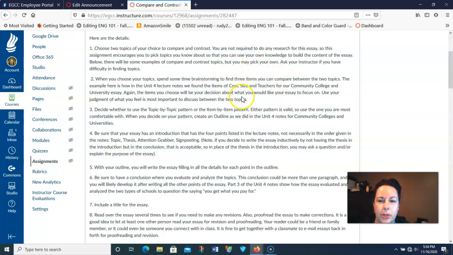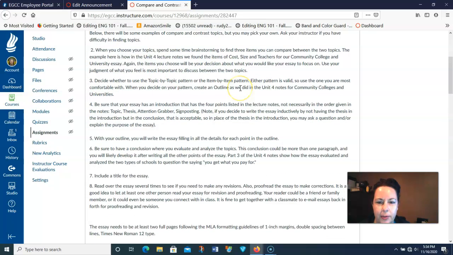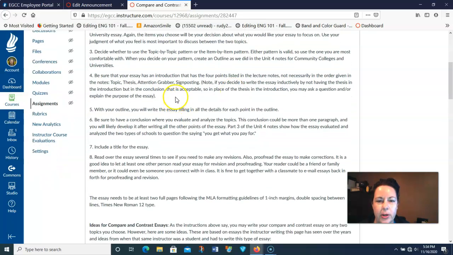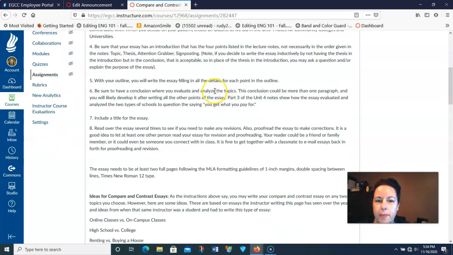So the three items that you're going to compare, and it gives you the example of what they compared with the sample topic. And then what is your pattern? Okay, there are four different points that are listed in the lecture notes, which is the topic, thesis, attention grabber, and signposting. Okay, so make sure that you're following that.